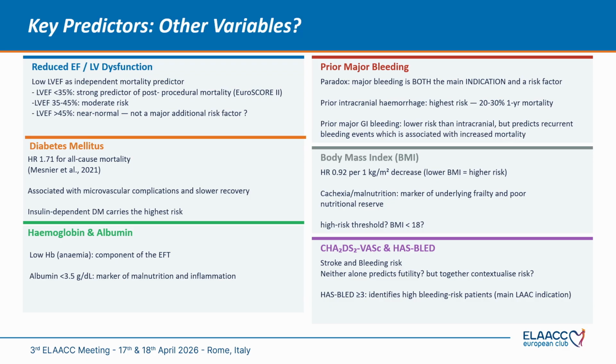Hemoglobin and albumin, but these are already part of the essential frailty tool. The presence or not of previous major bleeding. This is some kind of paradox, because major bleeding is both the main indication and the risk factor. Maybe we can subdivide into prior intracranial hemorrhage, which probably gives the highest risk of mortality, and other causes of bleeding. But we know that the recurrence of bleeding is also a factor of increased mortality. The BMI, and we have to define the threshold. And the CHA2DS2-VASc and HAS-BLED probably identify patients at risk, but probably not the patients who will have a higher mortality.